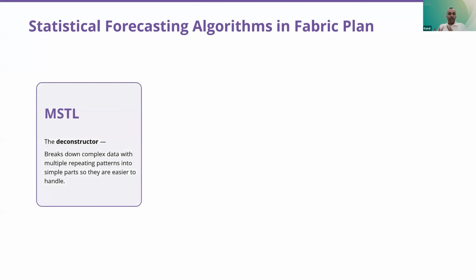So the first one is MSTL, multi-seasonal trend with lag. It's a deconstructor, that's what I call it. And this is because there are complex data patterns, especially when it comes to multiple hierarchies of time.